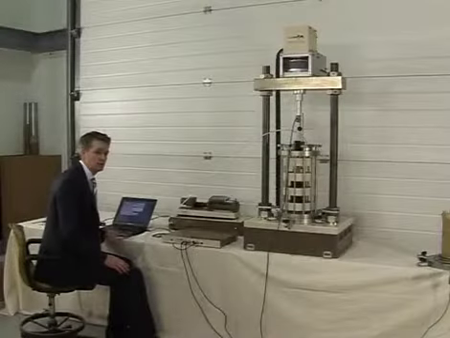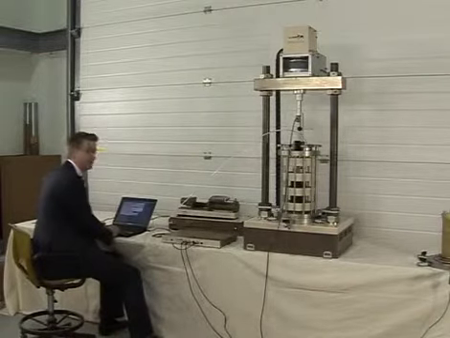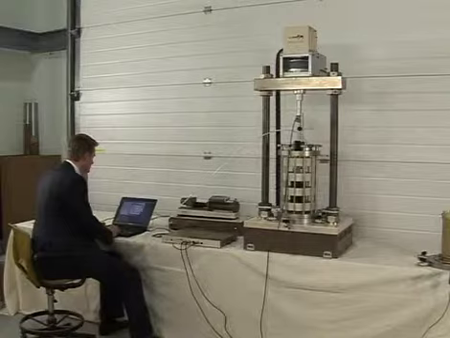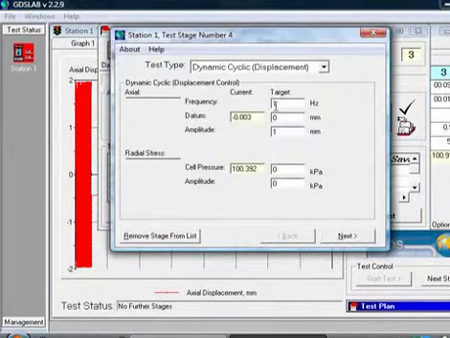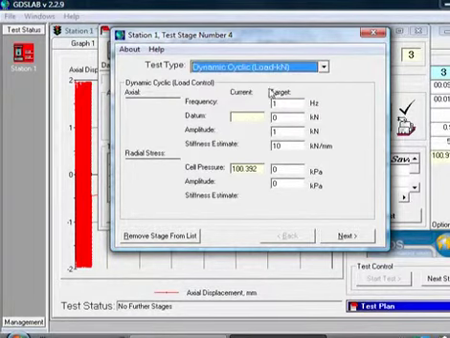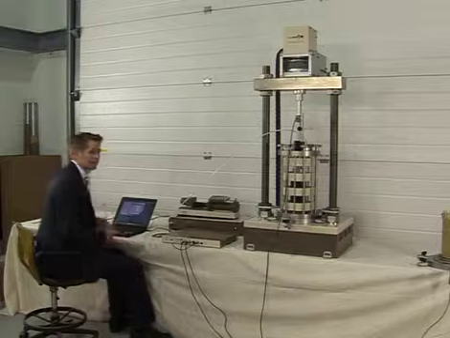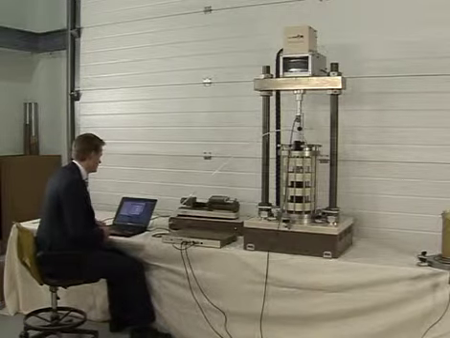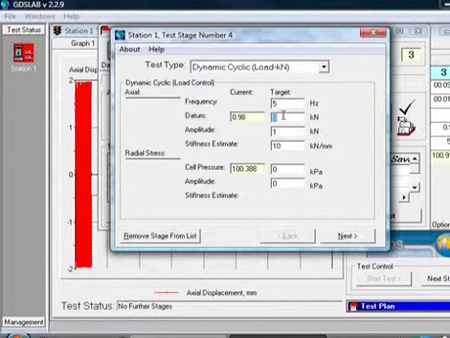Moving on to load control, let's do a load control test at 5 Hertz again. So we set up a dynamic cyclic load test, choose 5 Hertz. Again, we need to set the datum for the controlling parameter to be close to the existing datum. So we'll set 1 kilonewton, an amplitude of half a kilonewton seems a reasonable range.